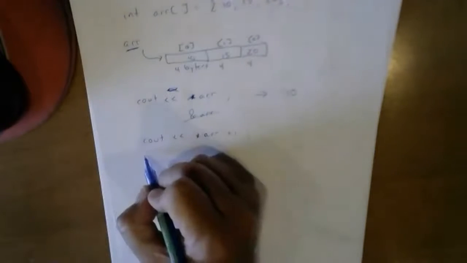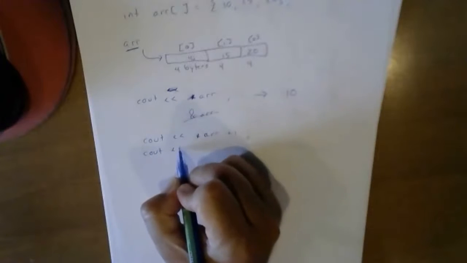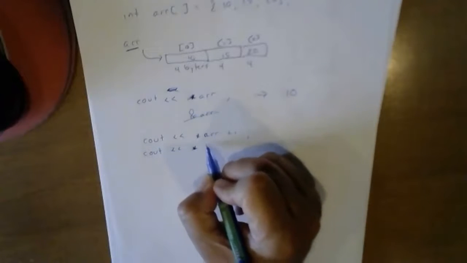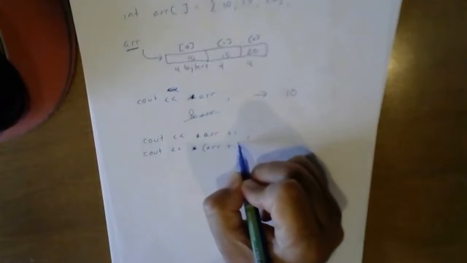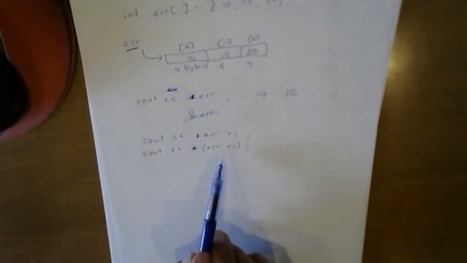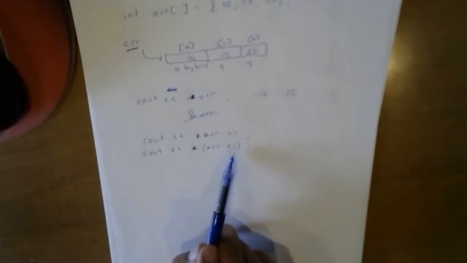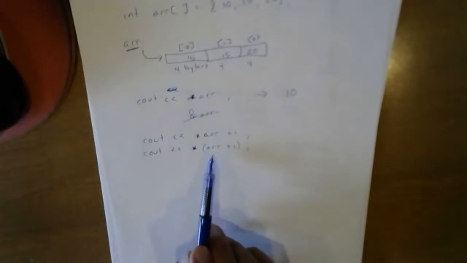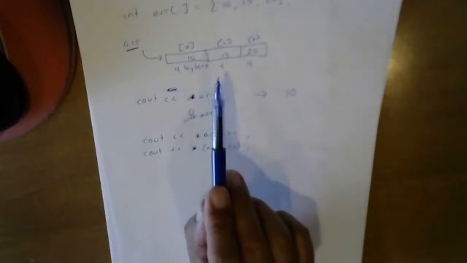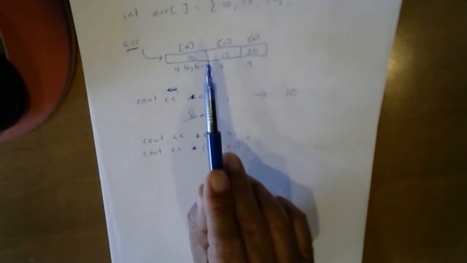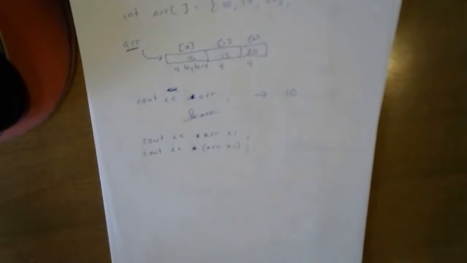Good. Excellent. Some of you who thought it was 15 got a little bit dangerous and were doing array plus 1 in parentheses. The plus 1 will advance it over one unit, one actual int. So it's going to advance it 4 bytes. If I say array plus 1, it's going to move it over to here, and then when I dereference it, it's going to give me the 15.